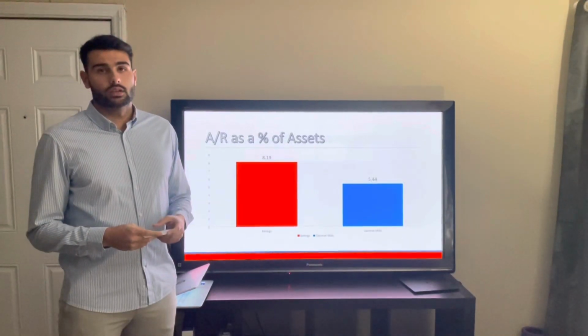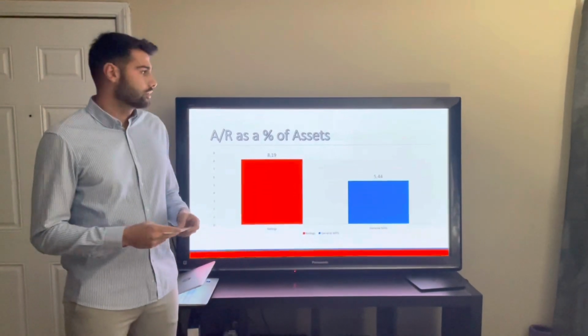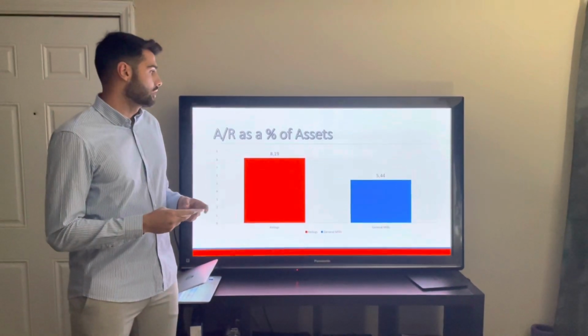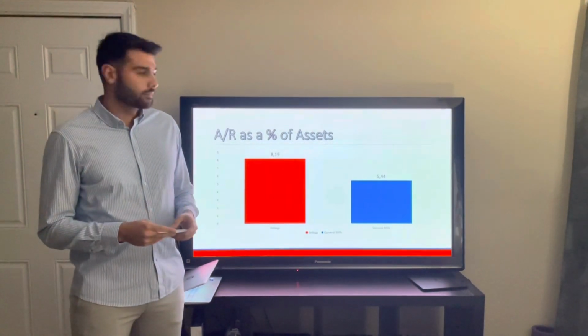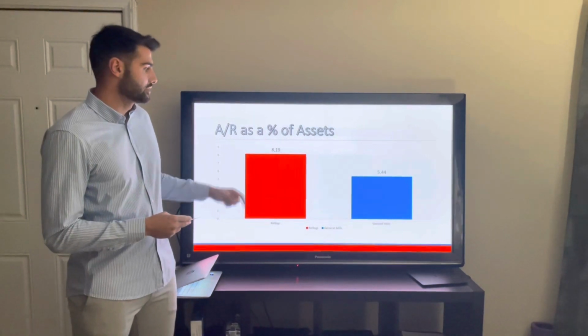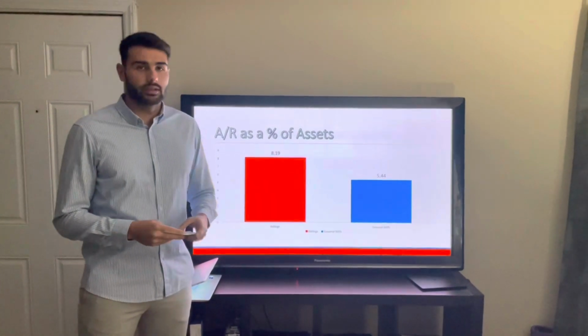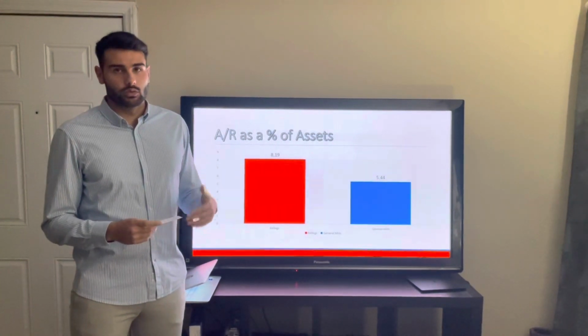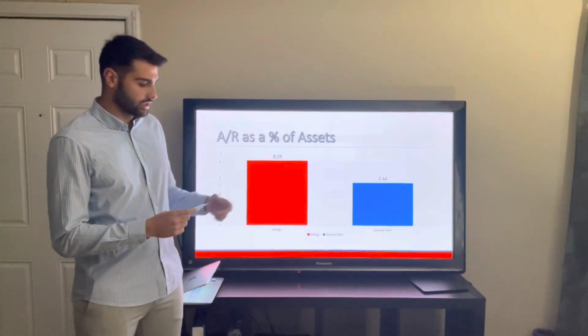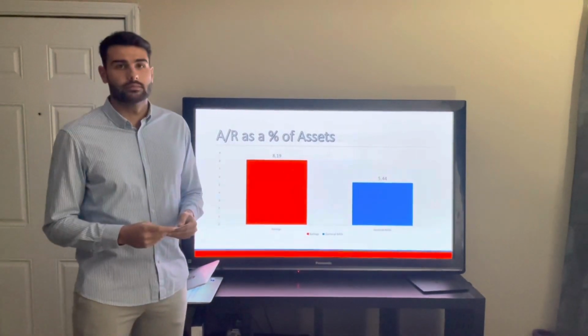Now I'm going to talk about vertical analysis, which here means accounts receivable as a percentage of assets. You can see that Kellogg's company has a higher percentage of accounts receivable as a percentage of assets than General Mills, but that's not a good point. The good point is that General Mills has its assets better distributed than Kellogg's company.